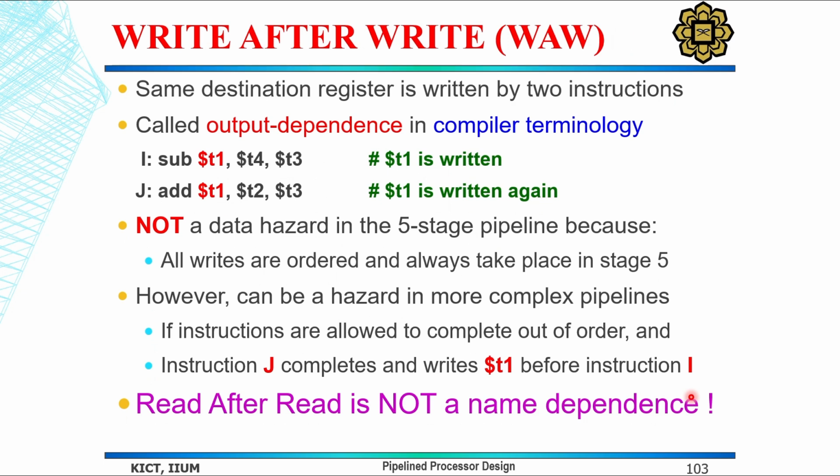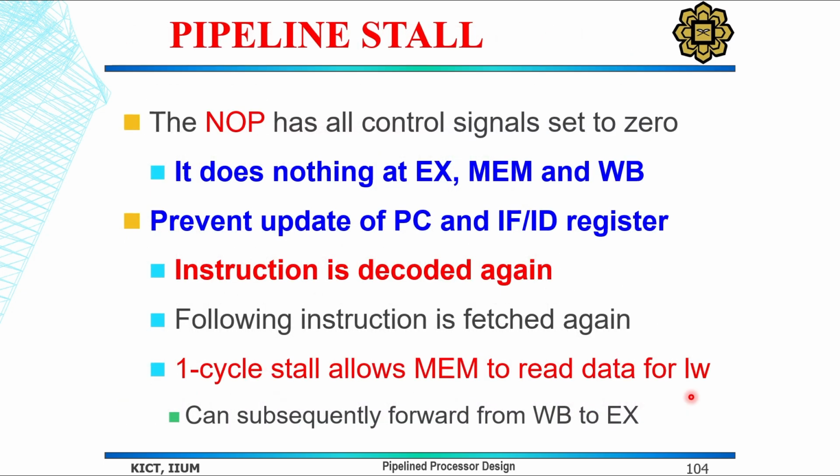So in the pipeline stall, what happens is that a no operation has all control signals set to 0, so it does nothing at execute, memory and write back, and it prevents update of the PC and IF/ID register. So the instruction is decoded again, the following instruction is fetched again, and a one cycle stall allows memory to read data for load word, so it can subsequently forward from write back to the execute stage.